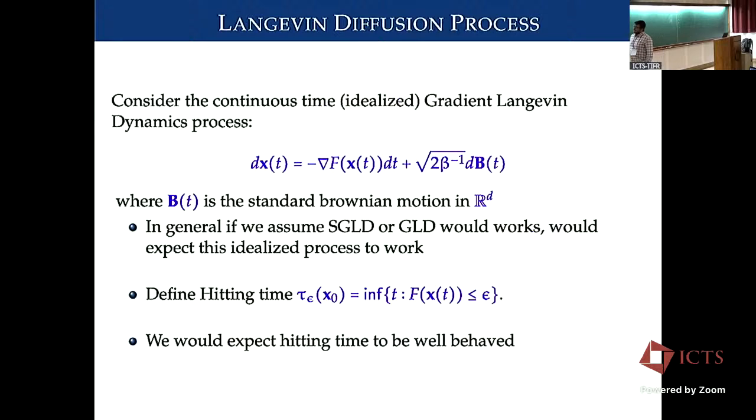And again, here I'm going to define more formally what the hitting time is. It's the first time that I actually get to this epsilon suboptimal set. And typically, we would expect that we want to look at scenarios where this quantity is well behaved. Okay, and the first part of the goal is that we want to ask, if these idealized versions, that is the continuous time versions, have nice guarantees, then what can we say about running a discrete time version, or how do we think about discretization?